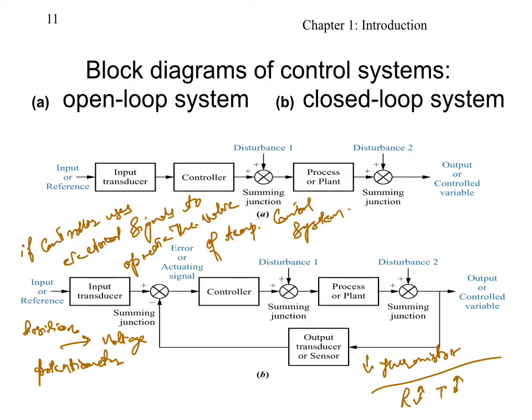Now when we are getting the feedback, initially we will have the summing point after the input transducer. At this summing point, from the difference between the input reference and the signal obtained from the output, or the control variable, we get the actuating signal. That is, if there is a difference between the two, then the actuating signal is generated.